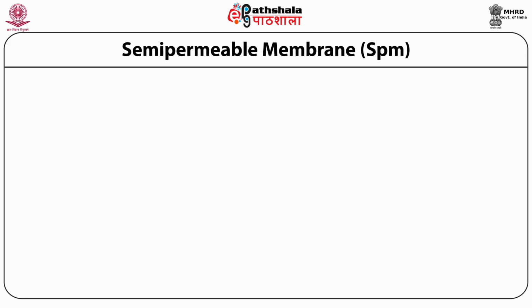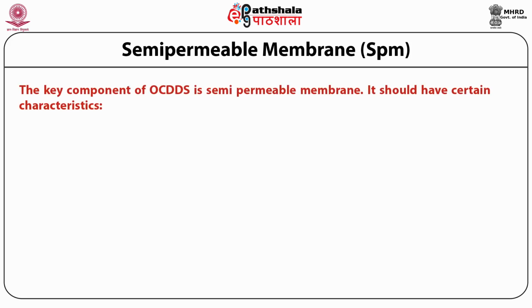First of all, the second most important component of this system is the semi-permeable membrane. In short form, we say SPM. What are the characteristics of such a membrane? This kind of membrane must be inert, obviously, and biocompatible. Biocompatibility means it should not create any sort of toxicity or immune response in the body. It should not have swelling property, and it should not be very rigid or very brittle.